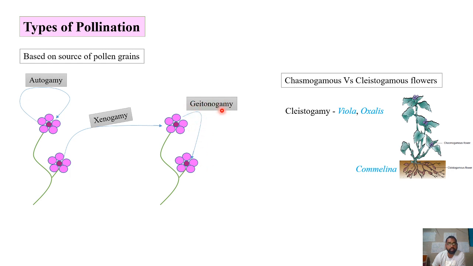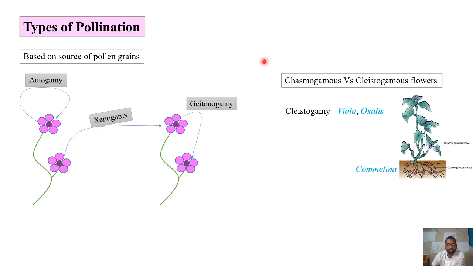That is geitonogamy. In the case of xenogamy, the pollination takes place between two different plants of the same species. That is xenogamy. So based on the source of pollen grains, we have classified pollination into three different categories: autogamy, geitonogamy, and xenogamy. This is how it can be represented.